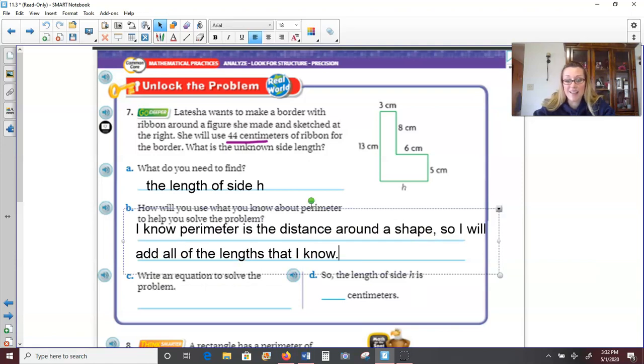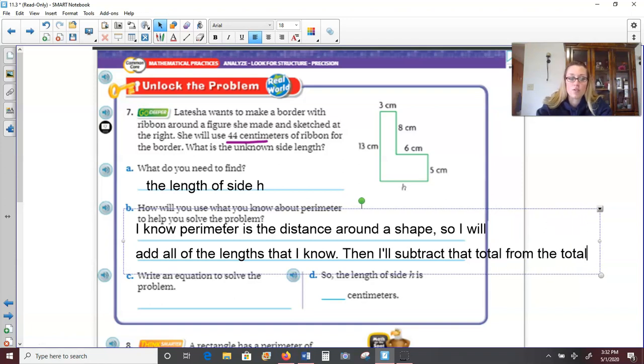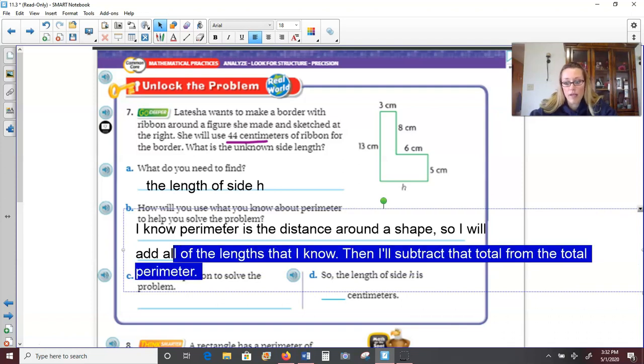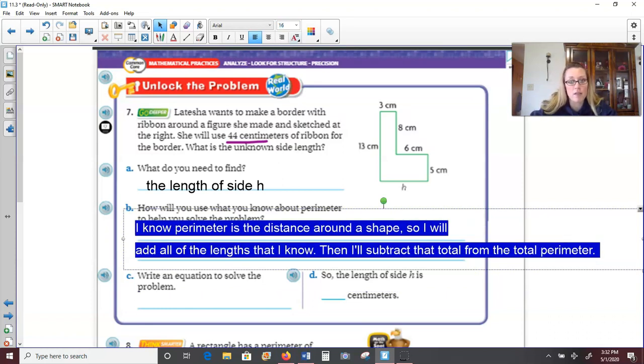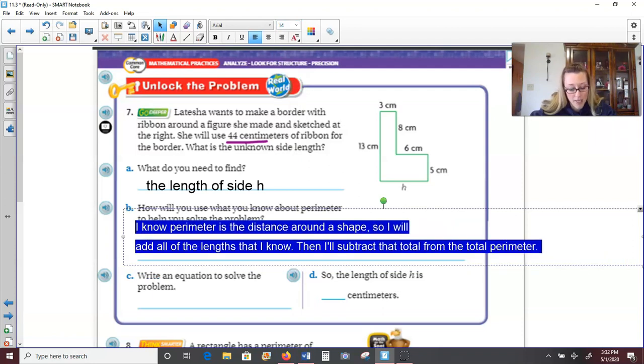Not quite done yet. Then I'll subtract that total from the total perimeter. All right, give you a moment to write that down. I'm going to adjust my font a little bit just to make it fit better on the page. I'm going to read the answer from the answer book just because they might have worded things a little bit differently than I did. But they said, I know the sum of the lengths of all of the sides is the perimeter. That's kind of what I said.